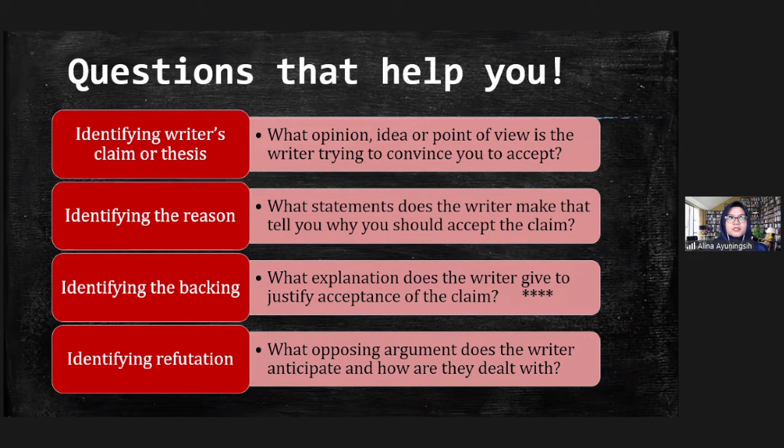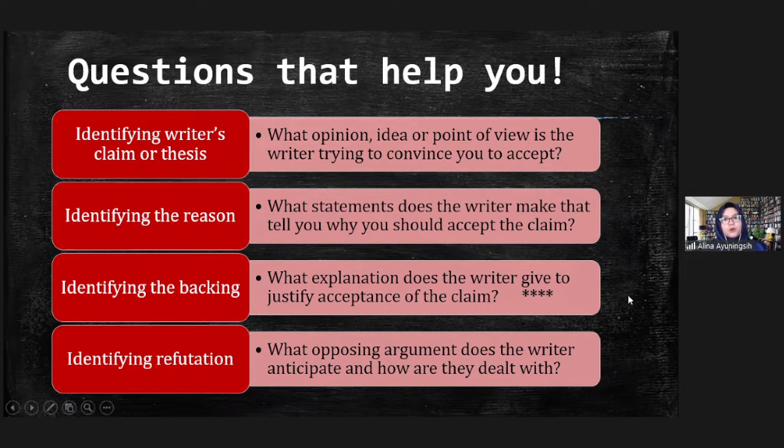What is it? In Bahasa Indonesia, if I can translate it, seperti kita mengakui pihak lawan, tapi untuk dijatuhkan. That is refutation. So it seems like we agree with our opponents, with our rival, but then at the same time, you want to put them down. You want to make them lose.